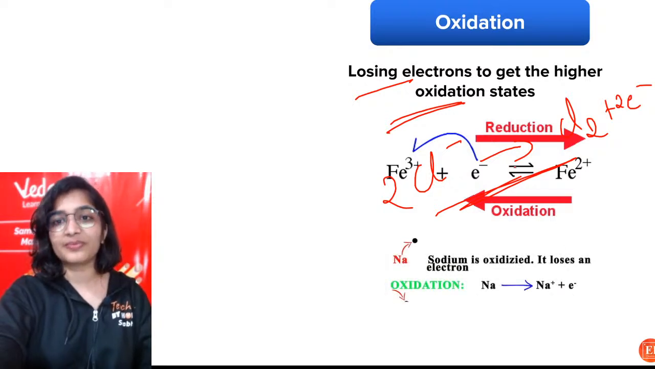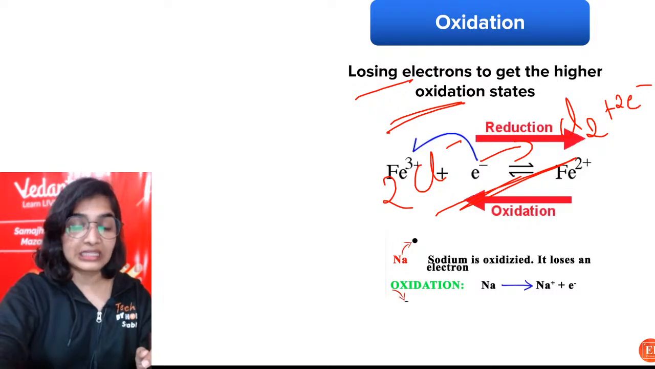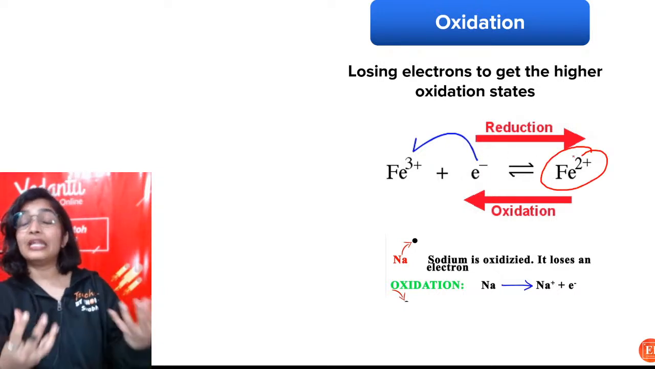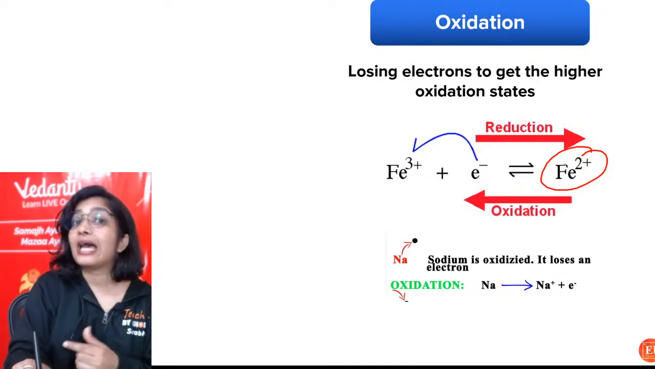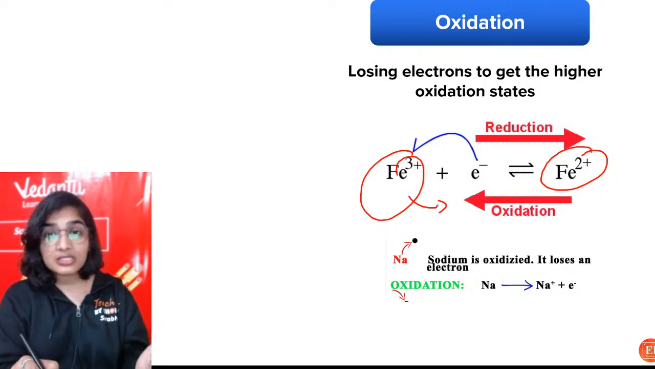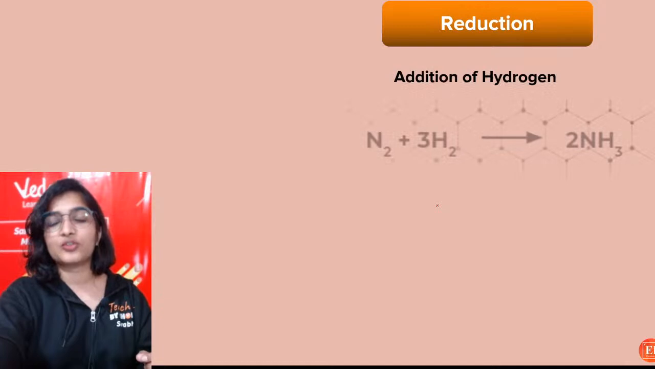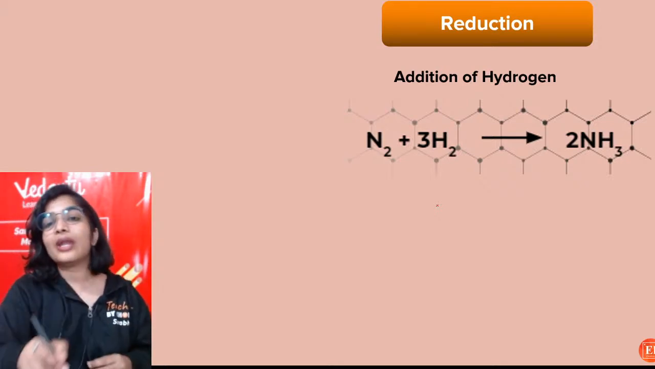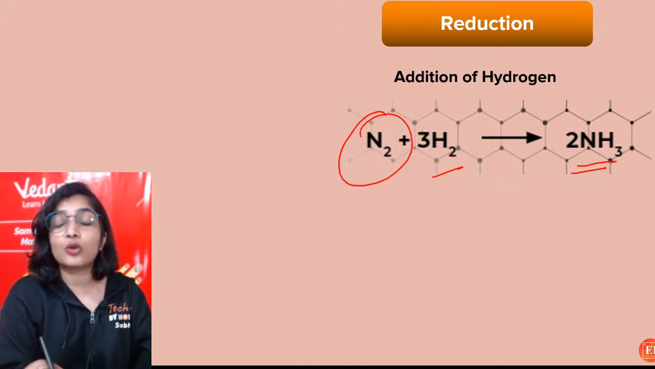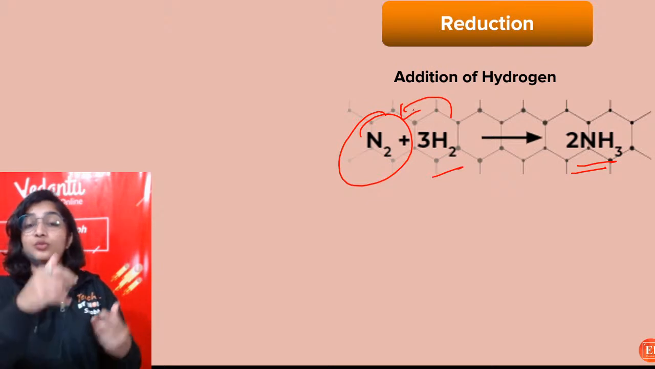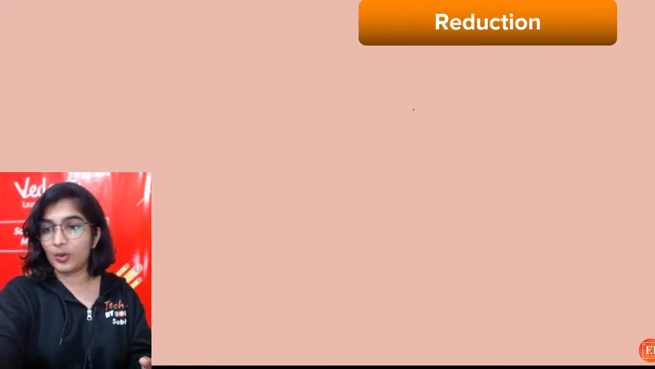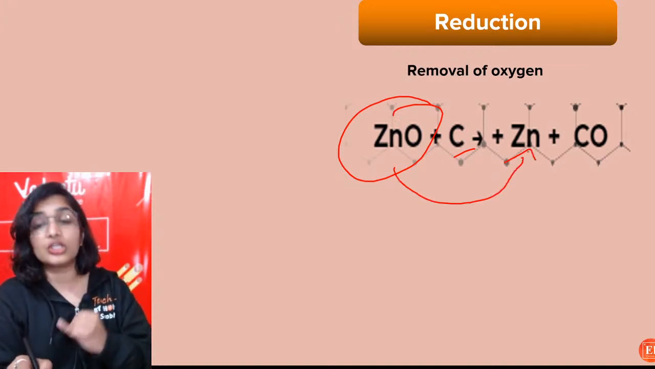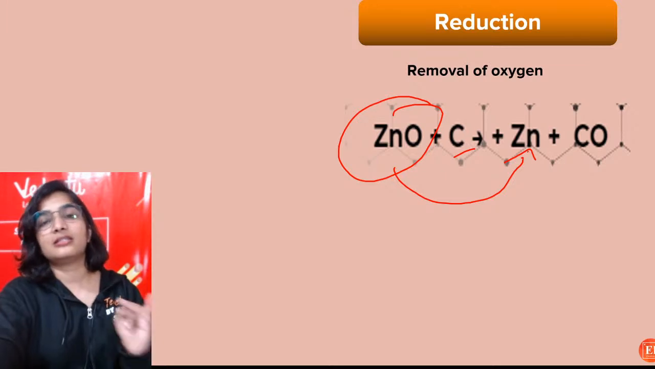Here, Fe3 plus is the oxidation state of iron. When it gains an electron, it is getting reduced. Gaining of electrons is reduction, whereas Fe2 plus has lost an electron and has been oxidized to Fe3 plus. Reduction is addition of hydrogen or removal of oxygen or gain of electrons. N2 plus 3H2 gives 2NH3; nitrogen is gaining hydrogen atoms, so nitrogen is getting reduced. Removal of oxygen: zinc oxide plus carbon, here zinc oxide is getting reduced to zinc.